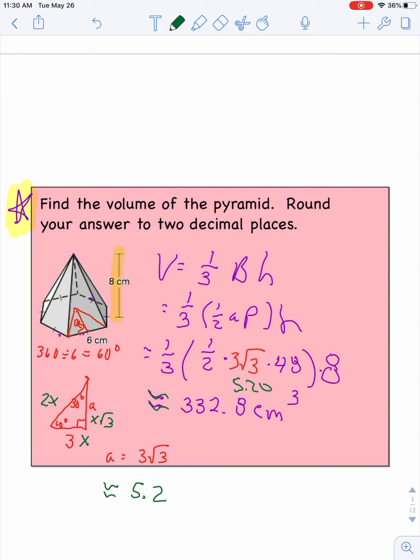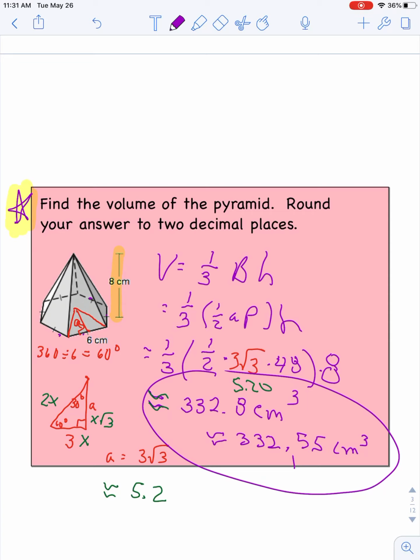If you do the 3 root 3, then you take 0.5 times 3 root 3 and times 48 times 8, and then divide that by 3, and that gives you approximately 332.55 centimeters cubed. And I know some of you had questions about like on the test, like with rounding and so forth.